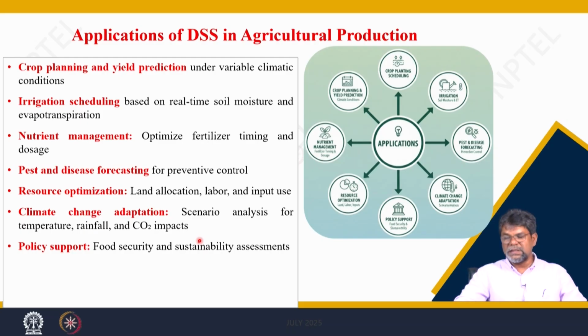So these are the applications of DSS in agriculture. You have already discussed all. Particularly for crop planning and yield predictions, we go for the DSS. We go for input management, irrigation scheduling, real-time soil moisture and evapotranspiration, check this one, go for proper irrigation scheduling, proper nutrient management, pest and disease forecasting, go for pest and disease predictions, resource optimization, land, labor and input resource optimization, climate change adaptation, and policy support. Definitely you go for food security and sustainability. These are the areas where crop model applications are there.